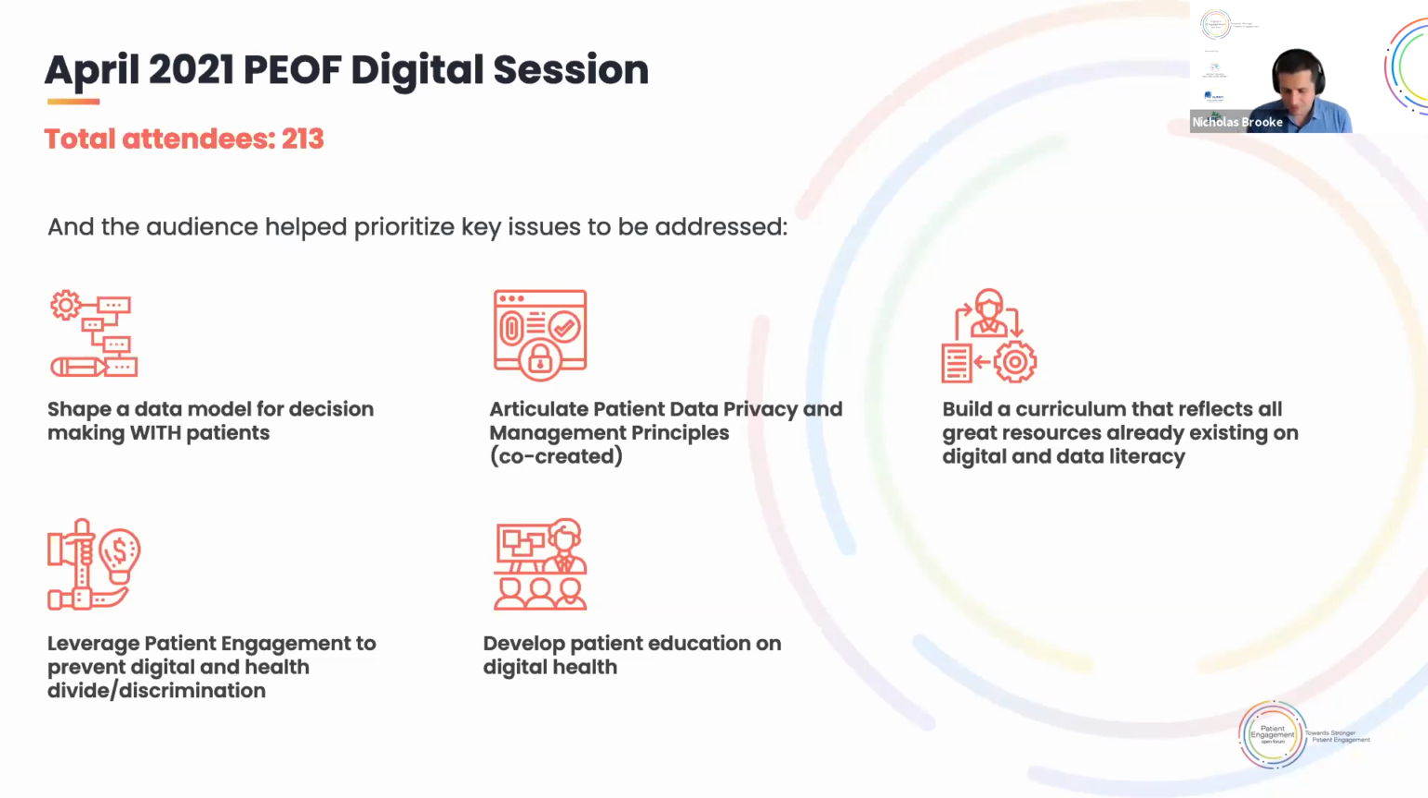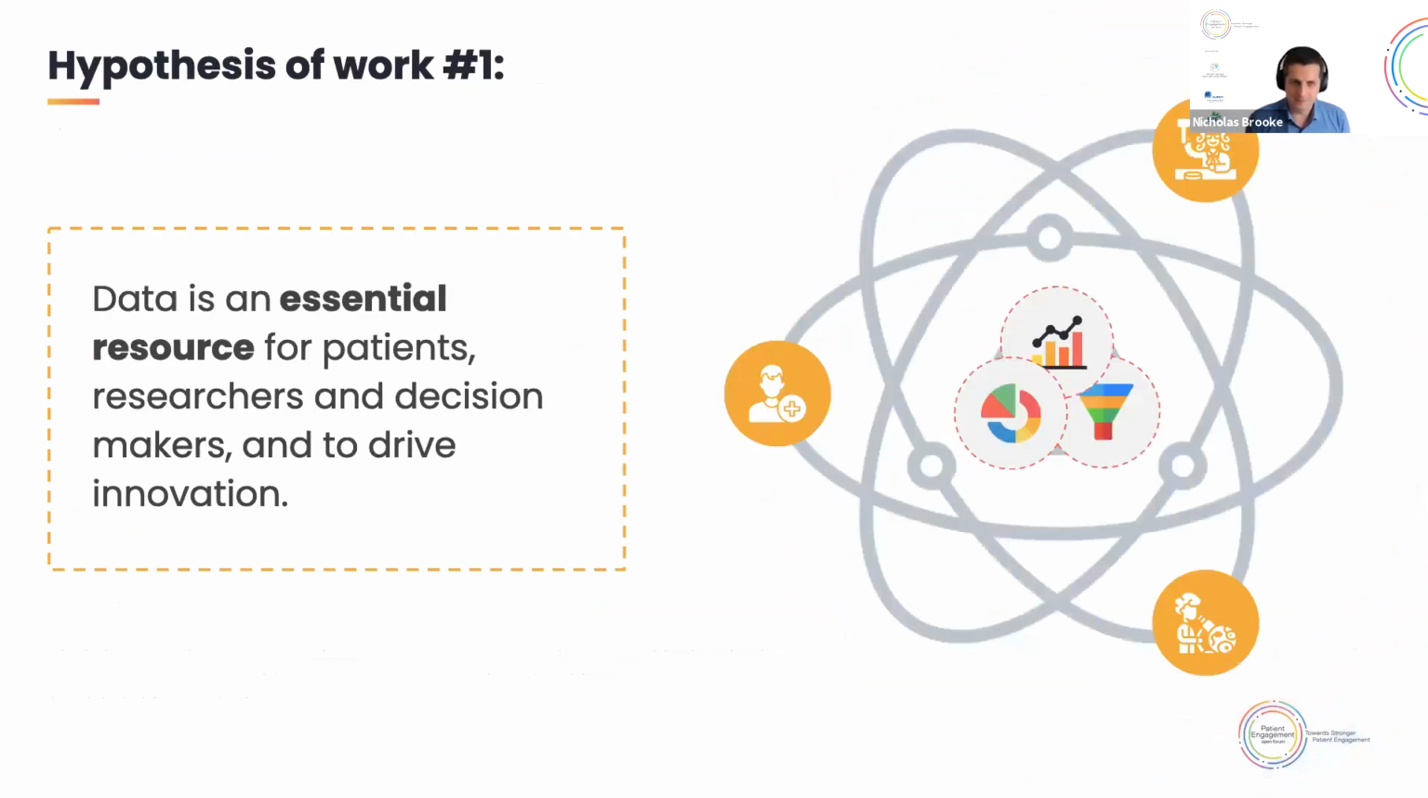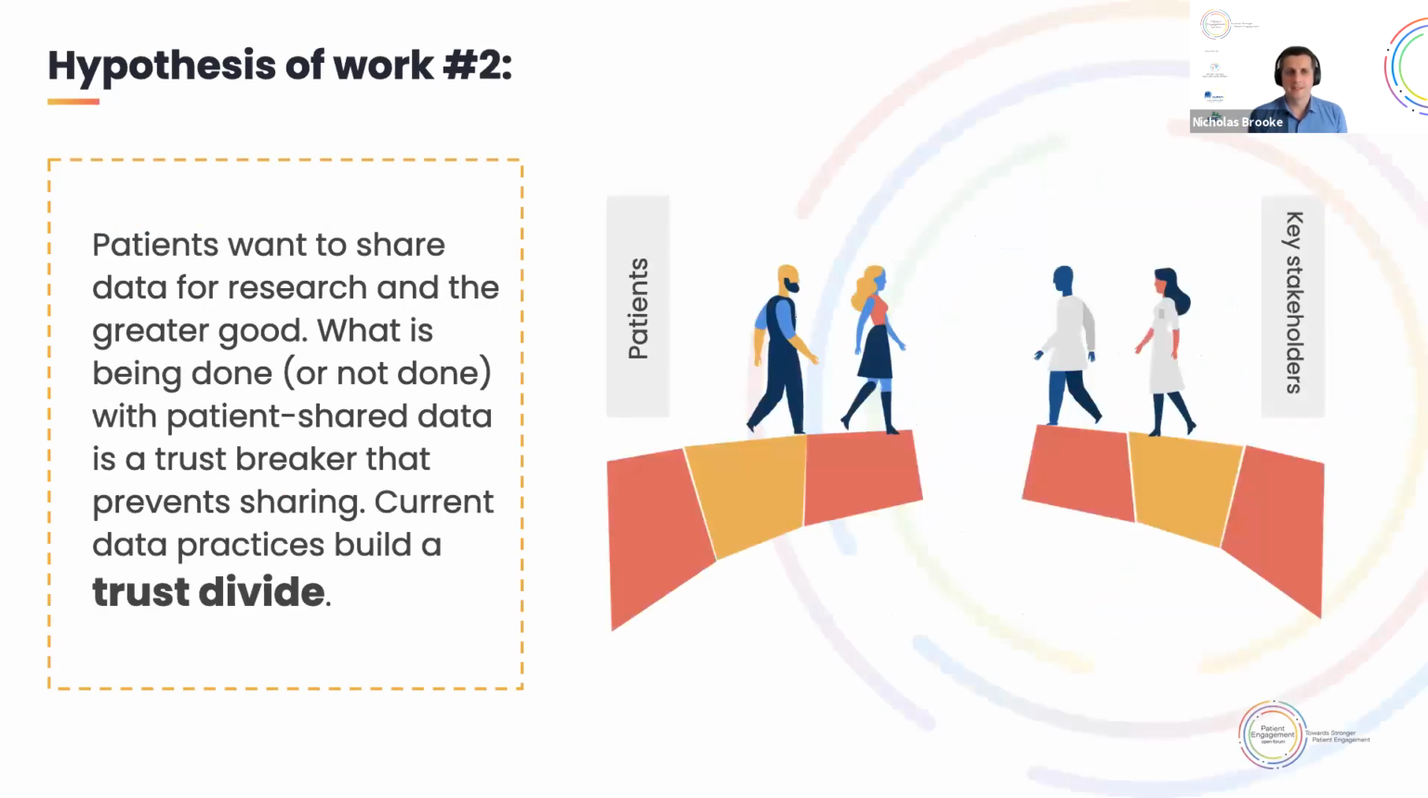And finally, before we get started with Naveen, I just wanted to articulate four working hypotheses for our session today. The first one, and I'm stating the obvious, but that will prevent us from restating the obvious in the presentation: data is an essential resource for patients, researchers, and decision makers, and to drive innovation. In this audience, we are very well aware that there is no question about the value of data. So that's hypothesis 1. Can we go to the next one, please?